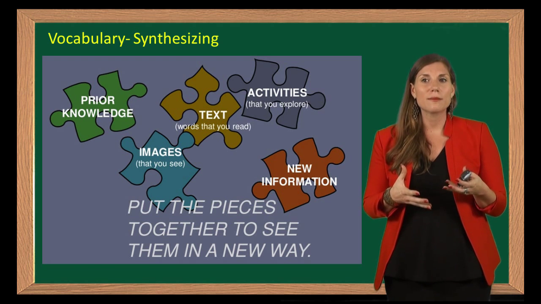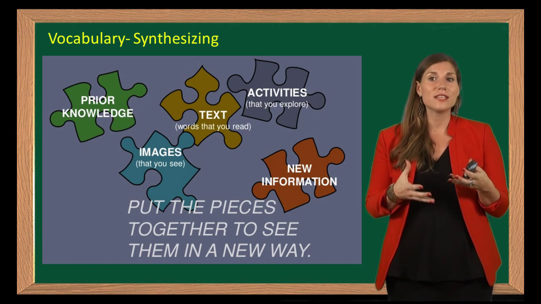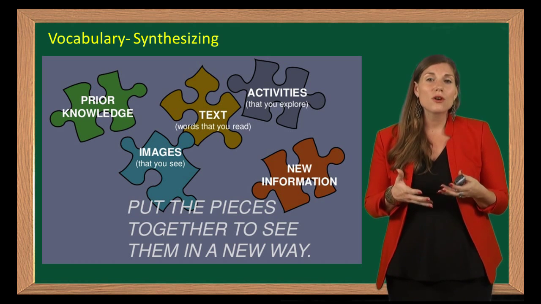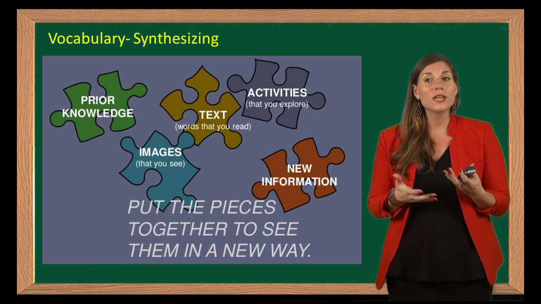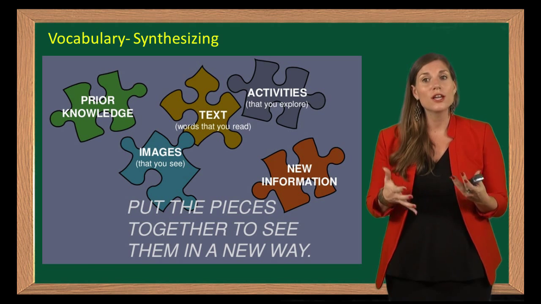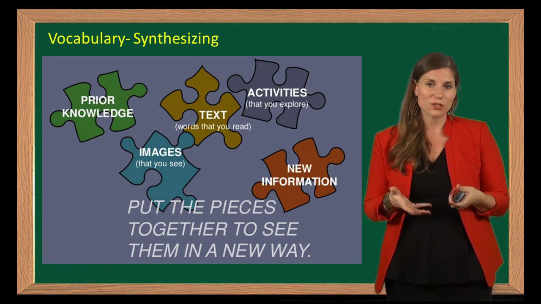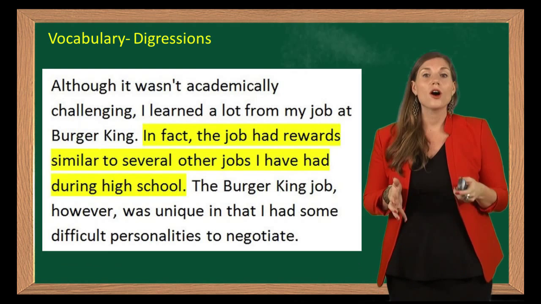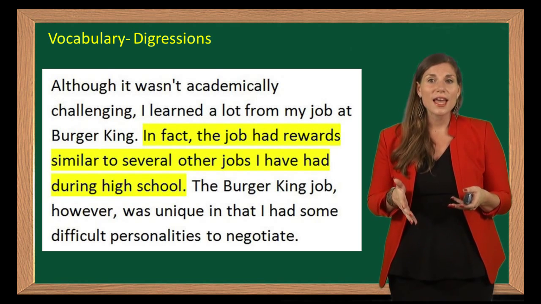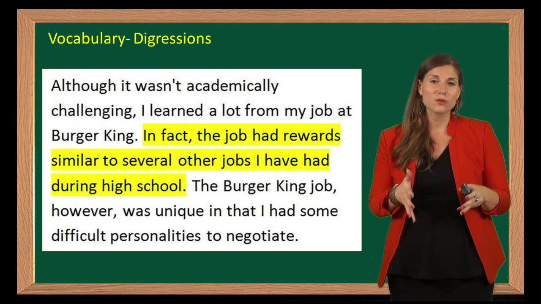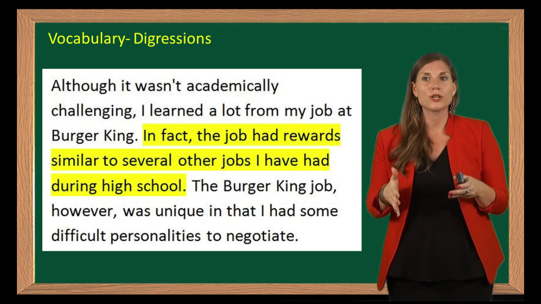So take a look at this image. You have prior knowledge, images, text, activities, and new information. So in this case, you are using your background knowledge and what you hear in the conversation or lecture to put the pieces together or understand the key features of the information. Okay, so the second vocabulary word we have is digressions. And digressions are side comments where the speaker briefly moves away from the main topic and then returns.